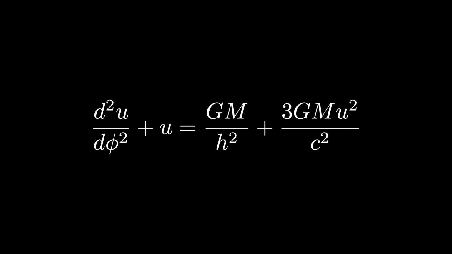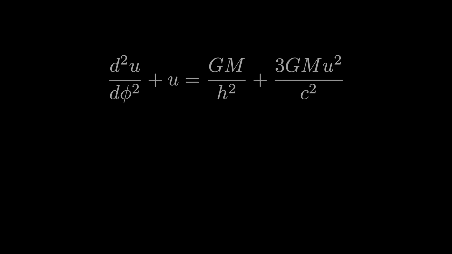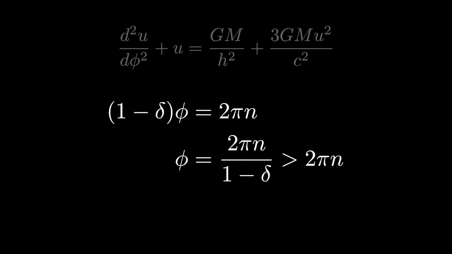This small but powerful term breaks the symmetrical periodicity of the old cosine function. The new solution to the equation introduces a parameter called sigma, representing the angular frequency shift due to relativistic effects. Now, the perihelion no longer occurs after every cycle of 2 pi, but instead it satisfies the condition. What does this actually mean?